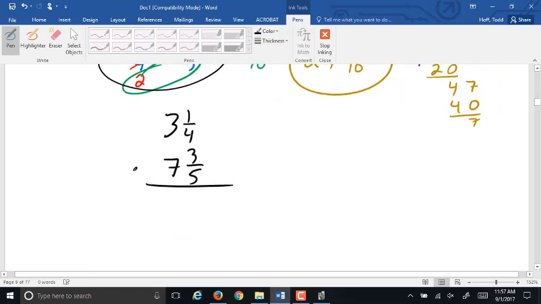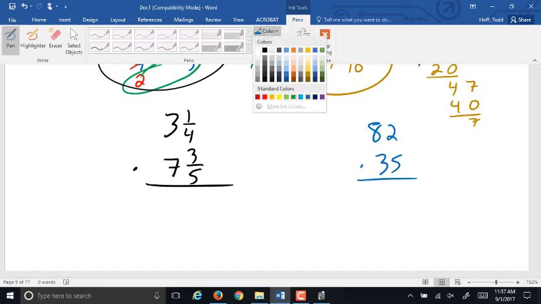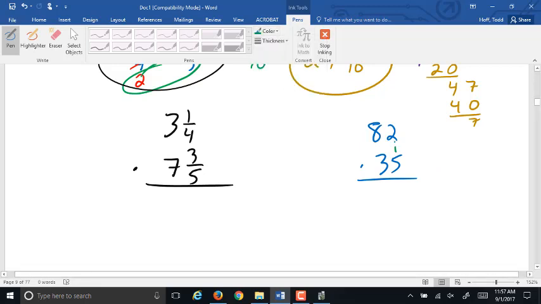So as we're multiplying these, think back to our whole numbers. If I have 82 times 35, not only does the 5 have to multiply the 2, but it also multiplies the 8. Same thing happens here. That 3/5 multiplies the 1/4. 3/5 times 1/4. 3 times 1 is 3. 5 times 4 is 20. But it also has to multiply the 3.